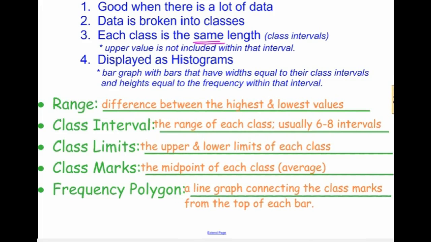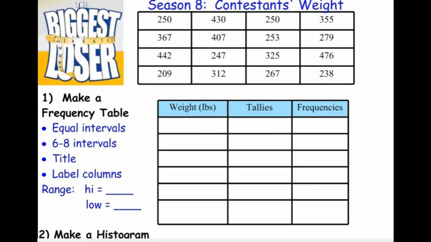Here are some definitions. You know what range is, the difference between the high and the low. Class intervals, the range of each class. Usually you try to have between 6 and 8 intervals that you're going to organize your data into when you do your tallying. Class limits, the upper and lower limit of each class. The class mark is that midpoint. When we saw that frequency polygon, that line plot, it was connecting the midpoints. The frequency polygon pretty much works off the class marks. So you might want to hit pause so you can fill in all that information. I'm going to go on.